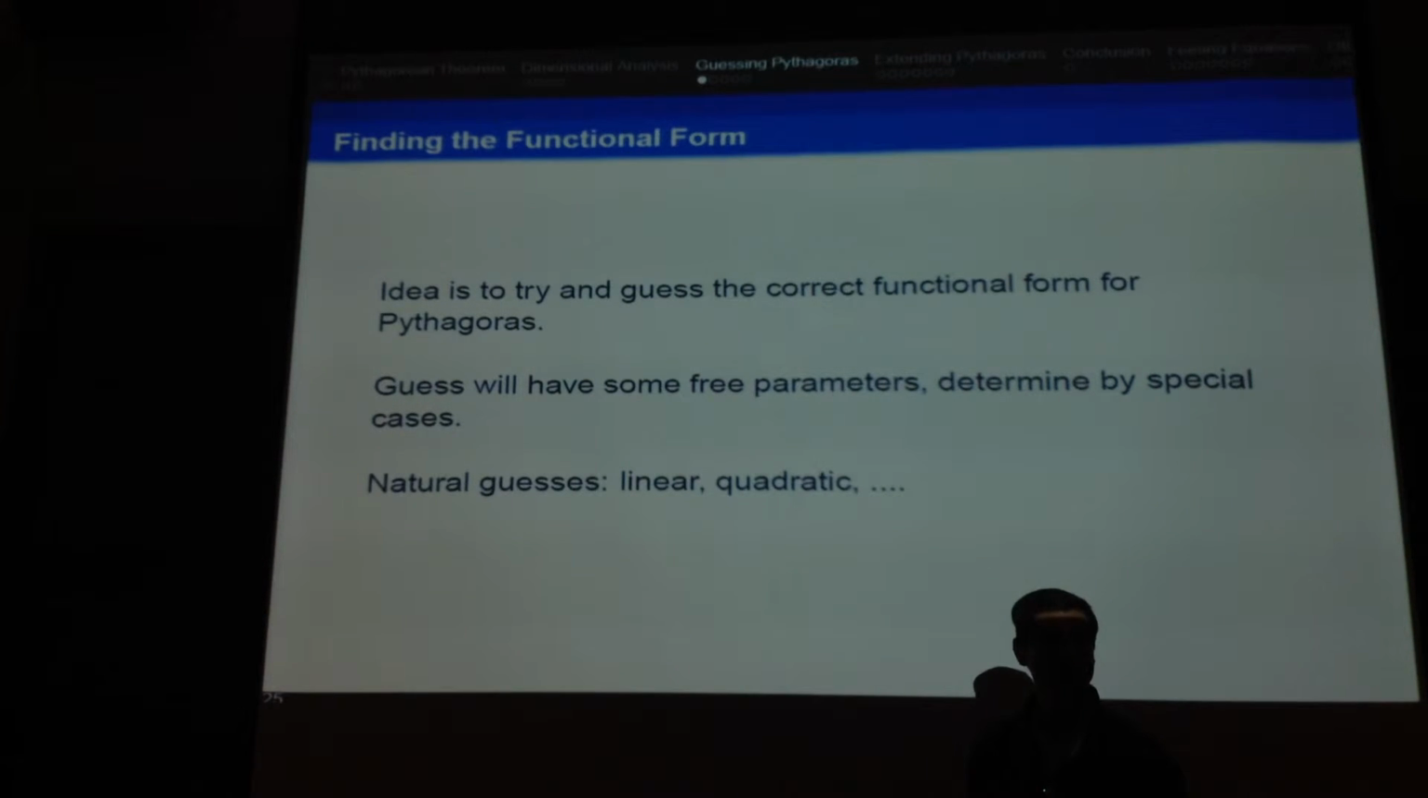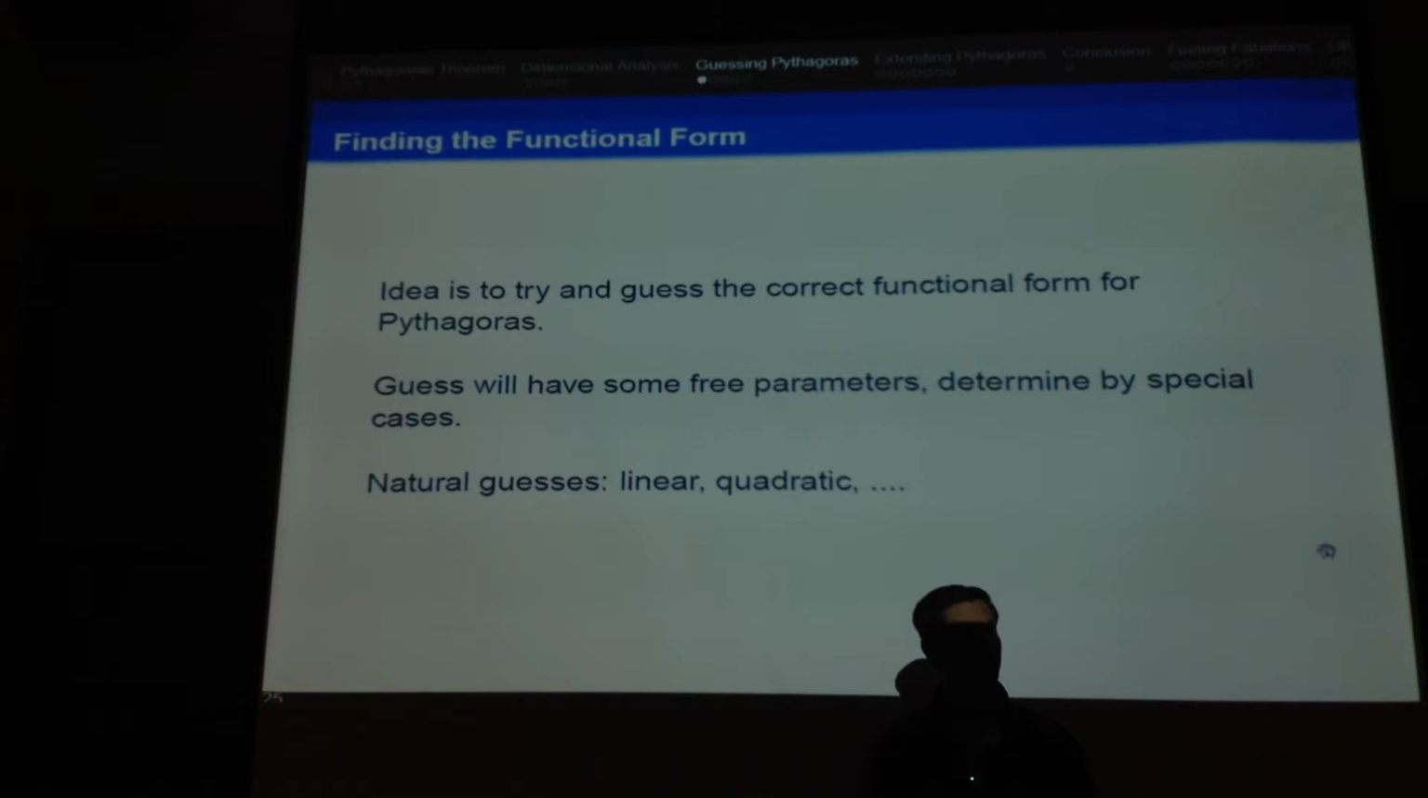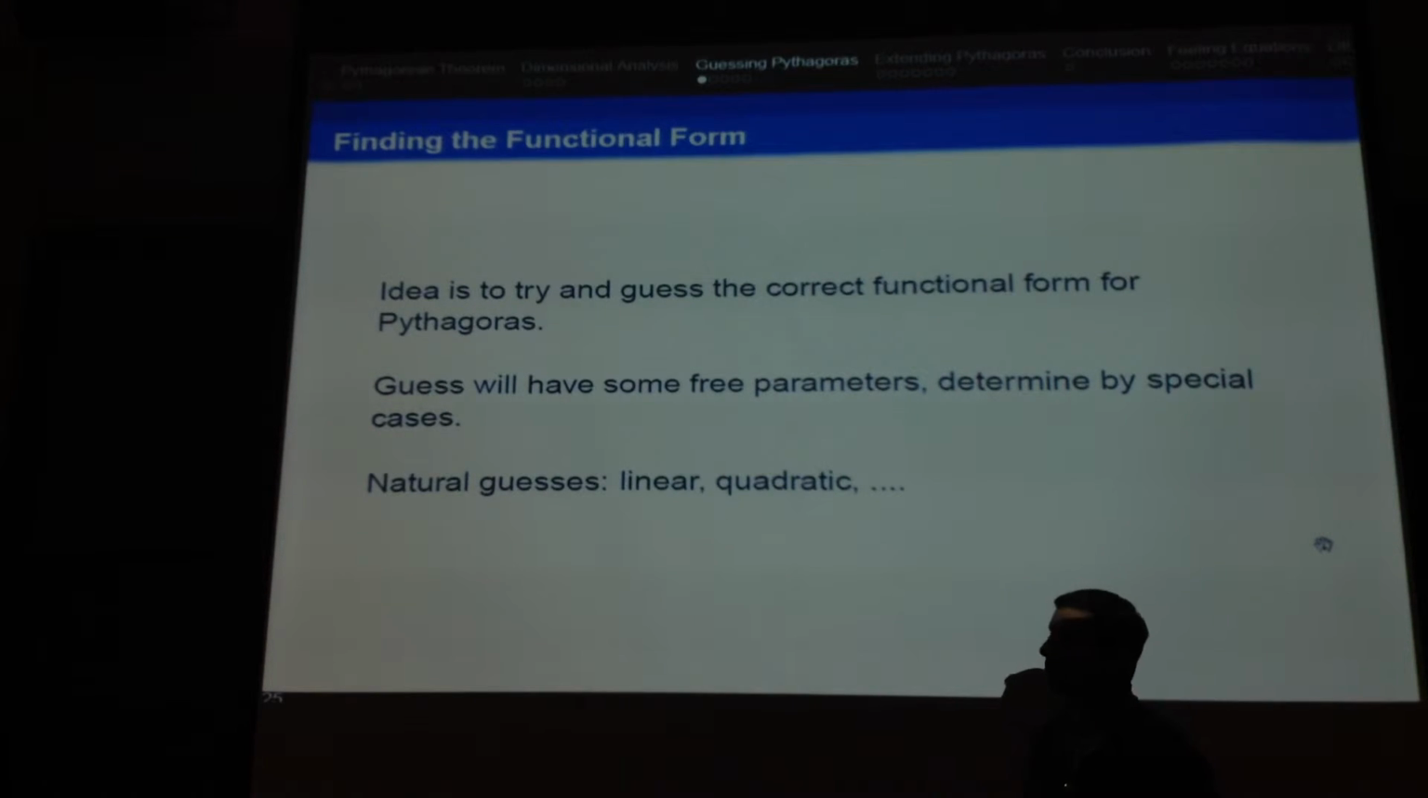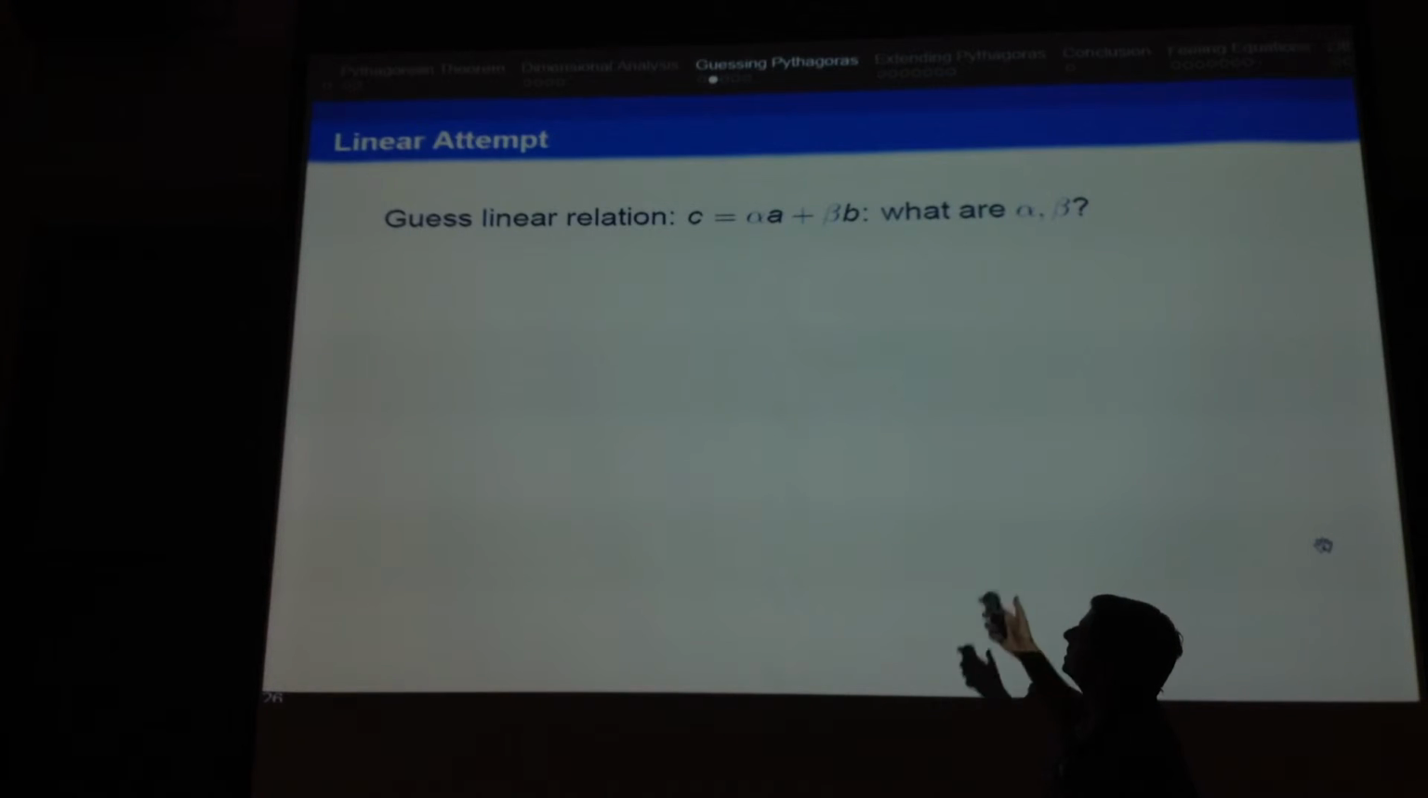Why are these natural guesses to make? Why would I guess linear or quadratic? They're simple, right? Try the simple cases first. Hope that you get a simple relation between the various things you want. If it doesn't work, complicate the model, add more bells and whistles. All right, so let's guess a linear relation.